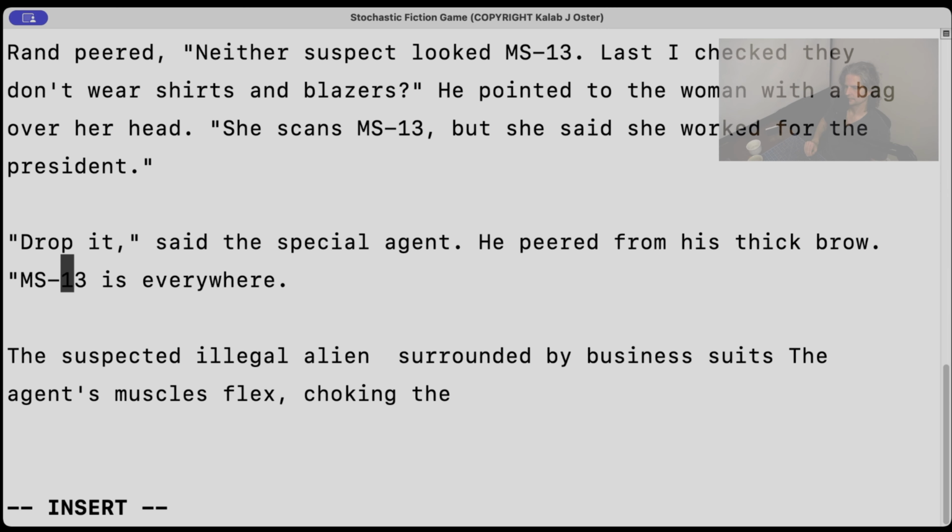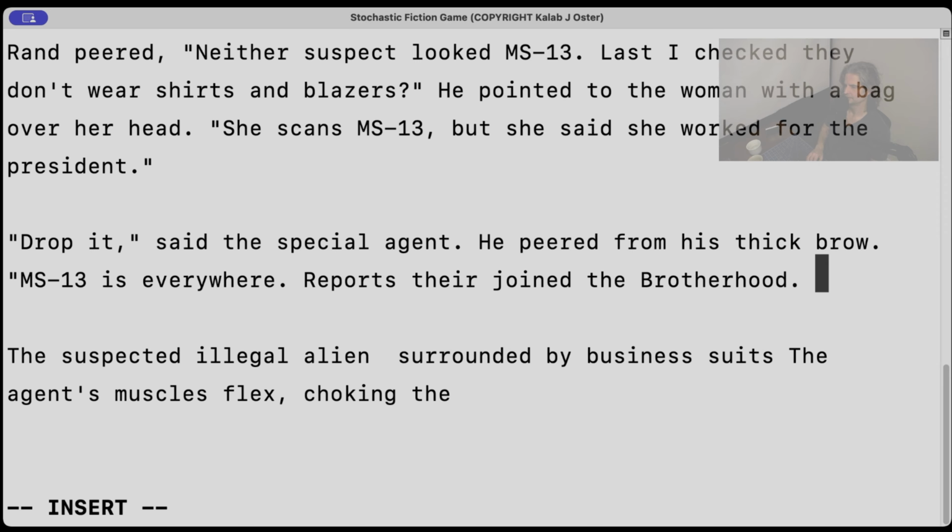MS-13 is everywhere. Might be joining with a... what the hell is it? The Muslim Brotherhood? What is that? We'll just call it the Brotherhood. No, not the Aryan. No, because ICE will be supporting the Aryans.